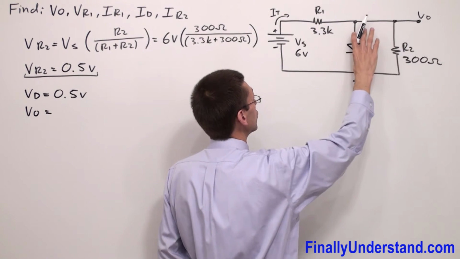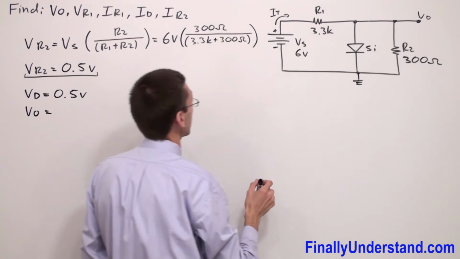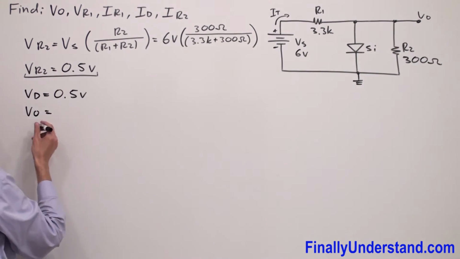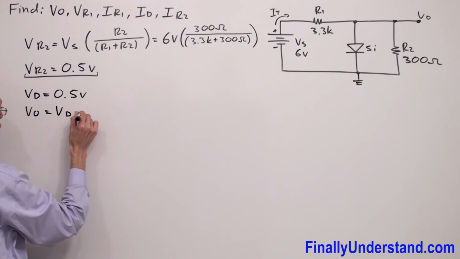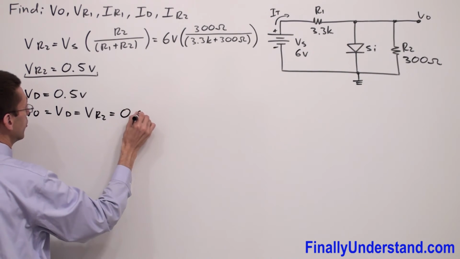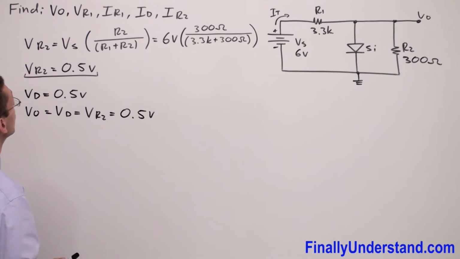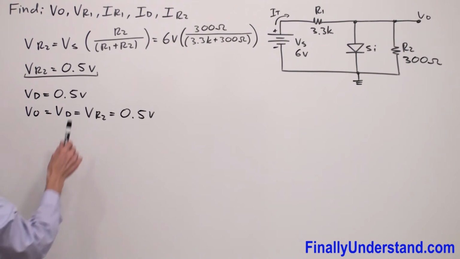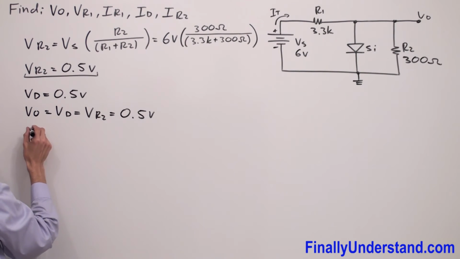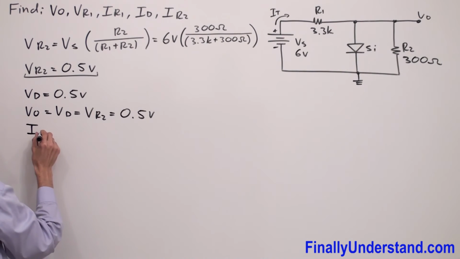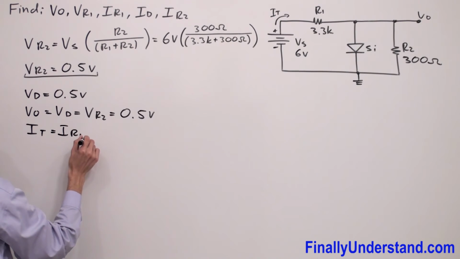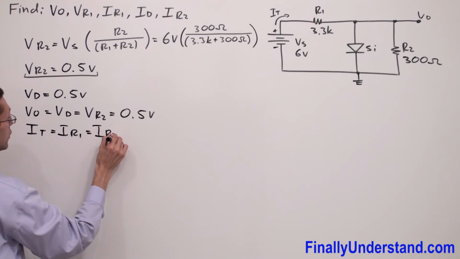So this is nothing else, just the voltage across the diode, across the resistor, and we found that the voltage across the resistor is equal to 0.5 volts. So I have Vout is equal to VD, and this is also equal to VR2, which is 0.5 volts. If you want to find the current which goes through the resistor R1, you're supposed to realize that this is nothing else, just the current I total. This is also equal to IR1, and this is also equal to IR2.